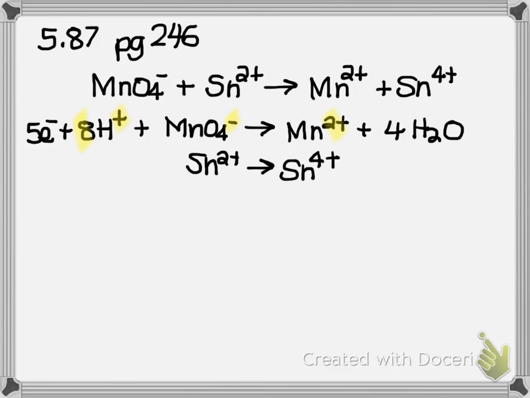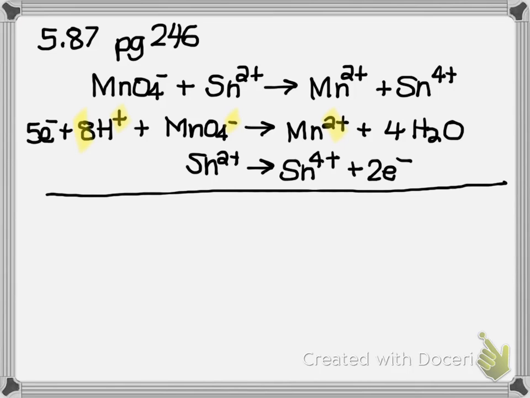The next step will be to balance the second part. The Sn are balanced. There's no oxygen or hydrogen to balance, and to balance the charge I will add 2 electrons. Now in an acidic solution, the last step is to add them together. In order to do that, the electrons have to be the same.